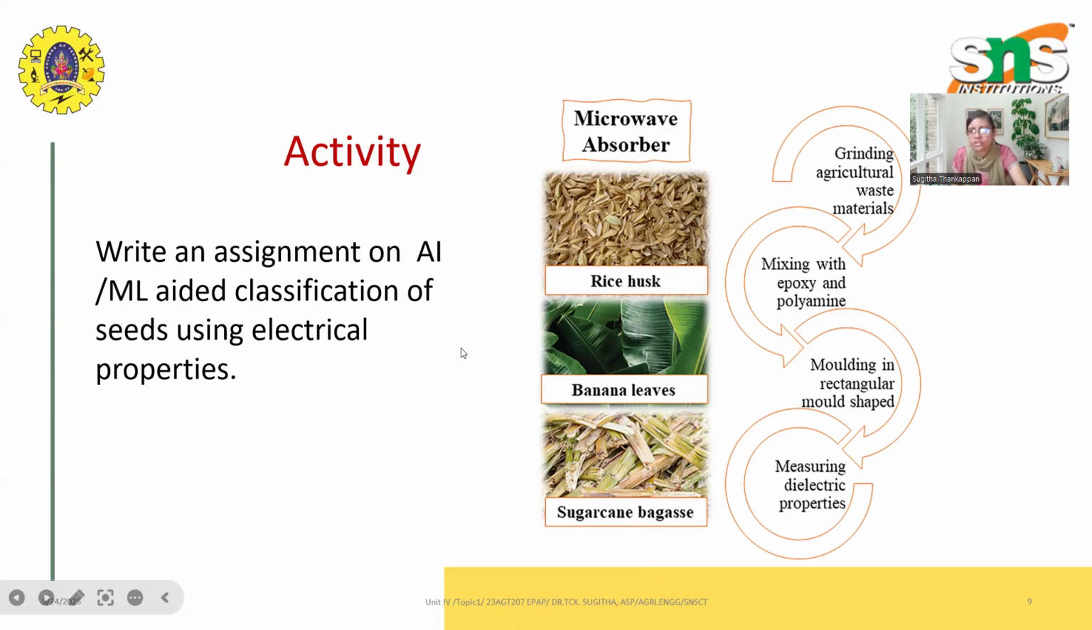In today's scenario, we have many cutting edge technologies like AIML and data analytics, which will help us in classifying materials based on these properties. So I would like to give you an assignment on AIML aided classification of seeds using these electrical properties. Each seed has a specific charge holding capacity, and based on the color as well as the charge holding capacity, how can you classify the seeds using AIML tools?